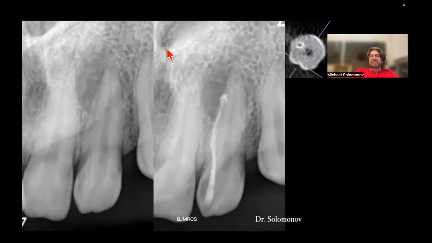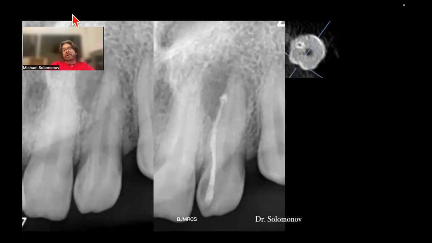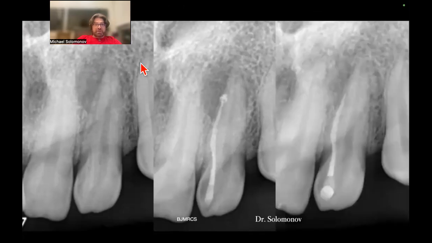And what's nice is that I now have a follow-up, a 6-month follow-up: no sinus tract, the cold test continues to be positive, and with a healing lesion. Okay, a very, very nice situation, a very interesting case, and I think that the definition of selective root canal treatment is appropriate to this specific case.